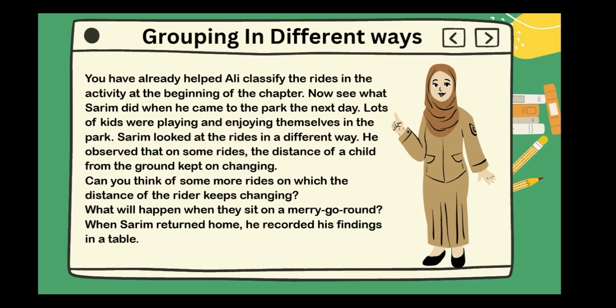Can you think of some rides on which the distance of the rider keeps changing? What do you think of the slide? What do you think of the swings? What about the seesaw? And what will happen when you sit on a merry-go-round? When Sarim returned home, he recorded his findings in a table.